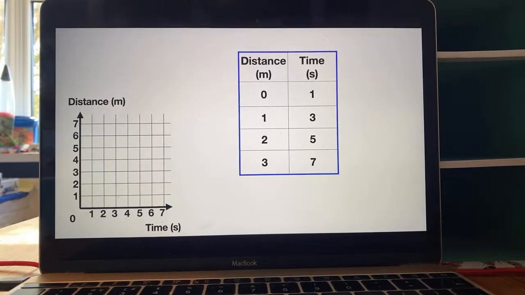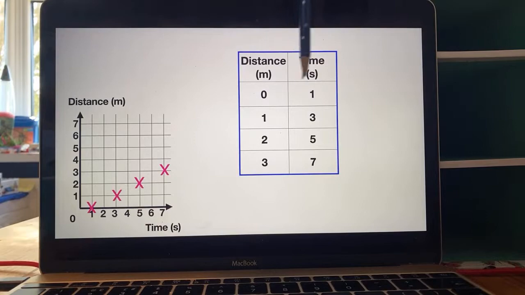Let's see. So we've got a distance of 0, 1, 2, 3, and the time is going 1, 3, 5, 7. So after 1 second, this thing had gone 0 metres. After 3 seconds, it had gone 1 metre. After 5 seconds, it had gone 2 metres. And after 7 seconds, it had gone 3 metres. Is that thing going at a constant speed?